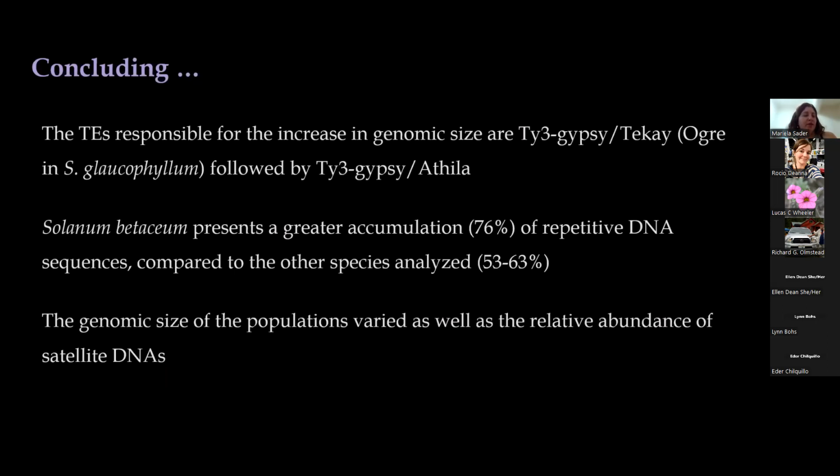So to conclude, in this work we have observed that the retroelements responsible for the increase in genome size are Tekay, followed by Athila, except in Solanum glaucophyllum, where they are Ogre elements. Solanum betaceum presents a greater accumulation of repetitive DNA compared to the other species analyzed here, and the genome sizes of the populations vary, as well as the relative abundance of satellite DNAs.